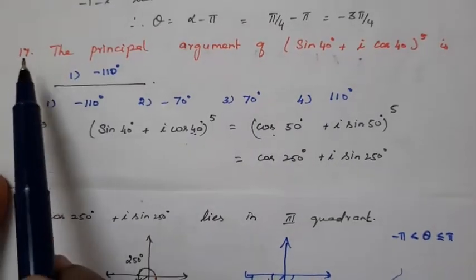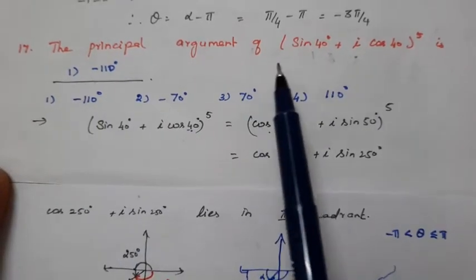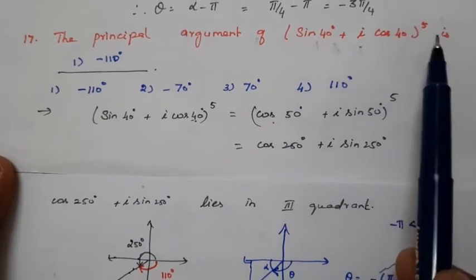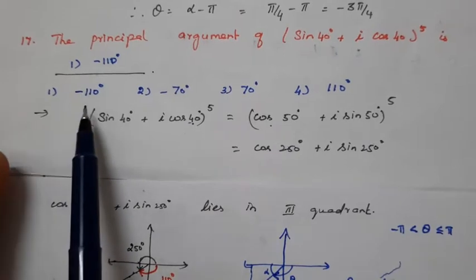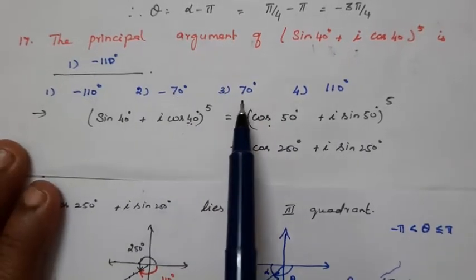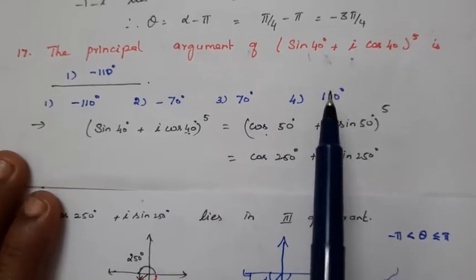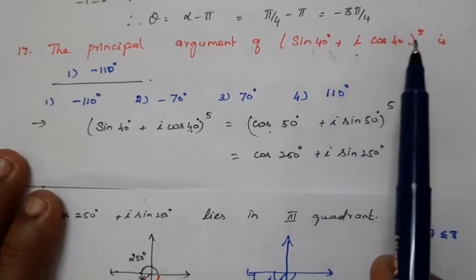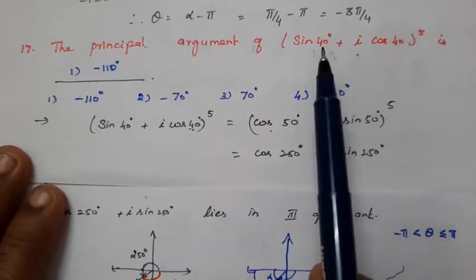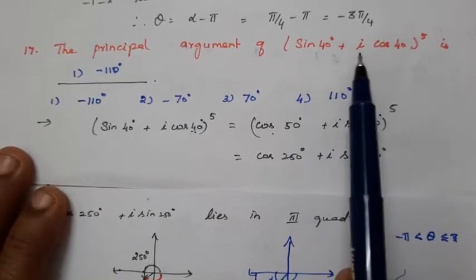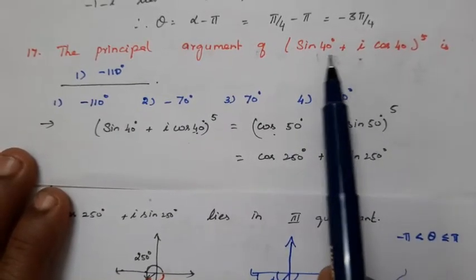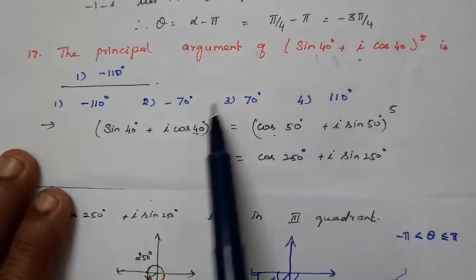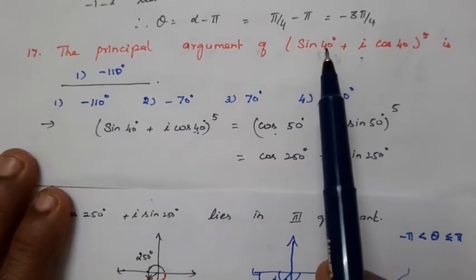Then question number 17. The principal argument of (sin 40 plus i cos 40) the whole power 5 is dash. Options are minus 110 degree, minus 70 degree, 70 degree and 110 degree. See, the given complex number is in the polar form with some power. It is not in the rectangular form. To find out the argument, the principal argument, let us see what happened to this if it is given in this way.